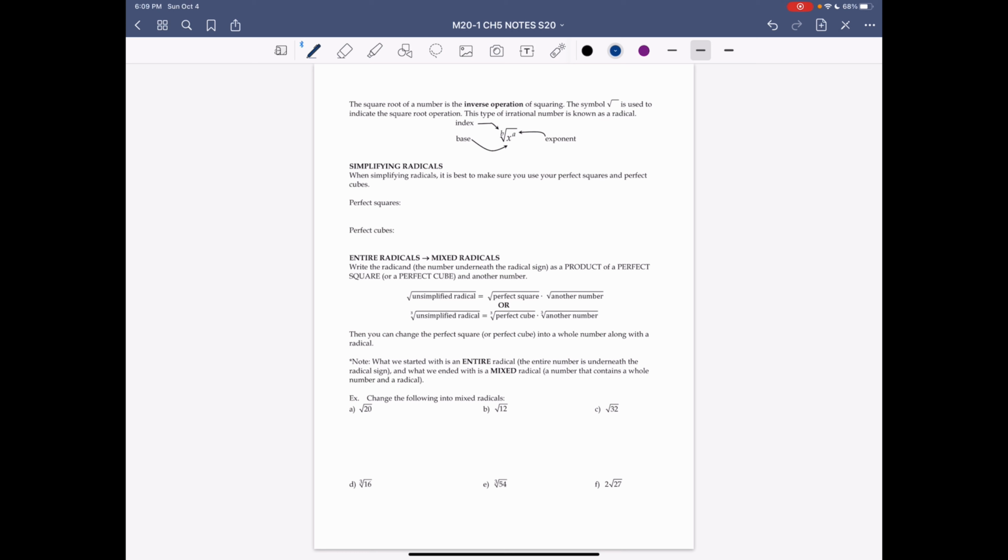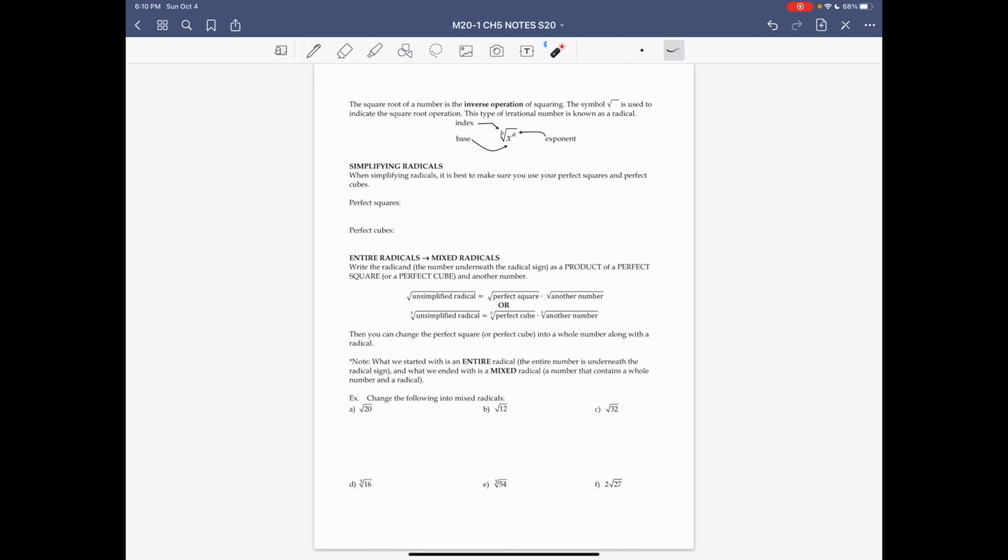Some parts of a radical: we have the index, which is the little number that tells us which root we're taking. If there is no index, it means square root, so it means an index of 2. We have the base, whatever is big under the root, and then we have the exponent on the base. Everything that's under the root is called the radicand, and the whole thing together is called a radical.